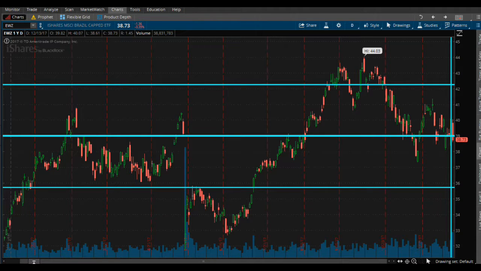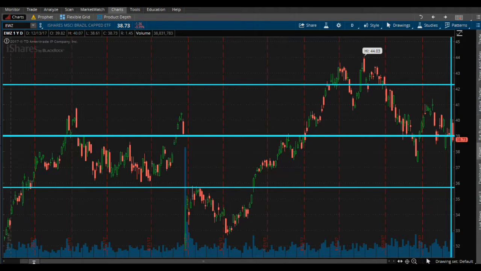Now on the call side, I could see us getting challenged on the call side, but again, I'm hoping that we just stay sideways. If we do get challenged on the call side, of course I will update that as well. Okay, this is the EWZ position.